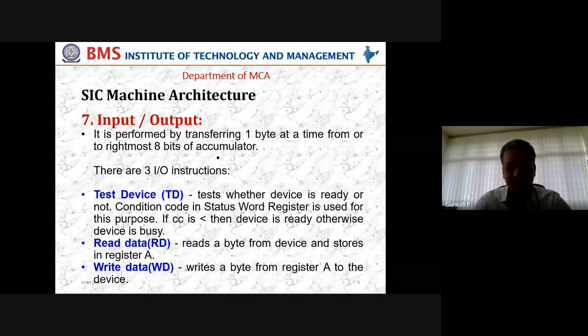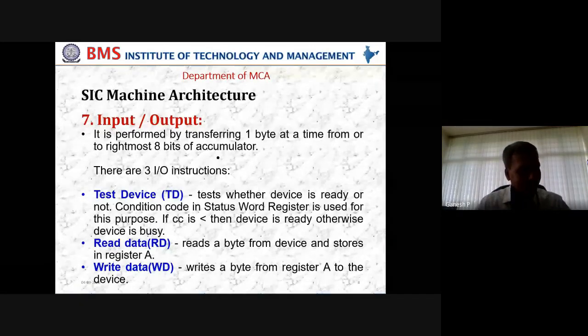In the examination, they might ask you to discuss the machine architecture of SIC. In general, they will ask for 10 marks, let us say. What should you be answering now? You should talk about the memory, the registers, the addressing modes, data formats, and instruction formats. These minimum 5 are required. In addition, if you write about input output or the instruction set, it is going to be good. But all the 7 are going to be part of our machine architecture of SIC.